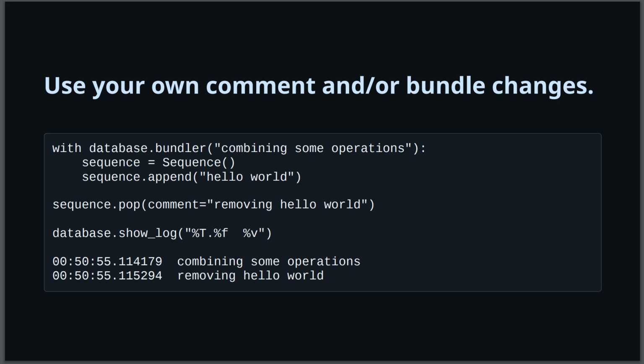You have some control over the transactions, so you can say database.bundler and bundle a bunch of transactions together. Here I'm saying "combining some operations together" as the comment. You can also pass a comment as an argument to all of the modification operations. And that is one way of manually annotating what you're doing.